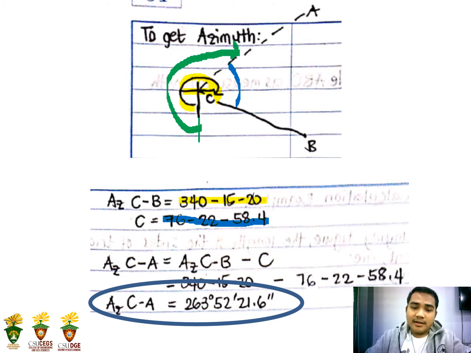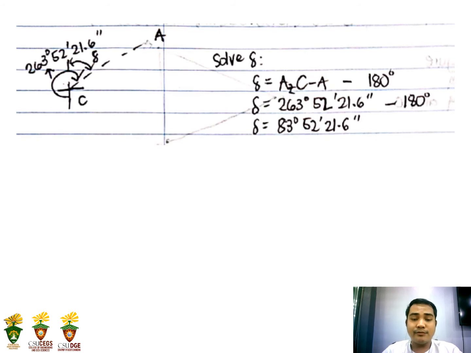So that is what we are looking for. It is clear from the figure that the azimuth of CA, the azimuth of the line C to A, is just the azimuth of CB minus the angle C that we got earlier. So substitute: the azimuth of the line CB is 340, 15 and 20. We subtract the horizontal angle C, which is 76 degrees 22 minutes and 58.4 seconds. Therefore, the azimuth of the line C to A is equal to 263 degrees 52 minutes and 21.6 seconds.